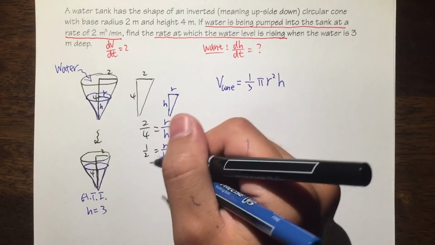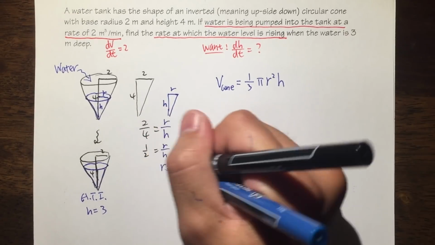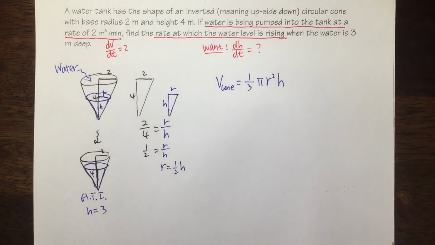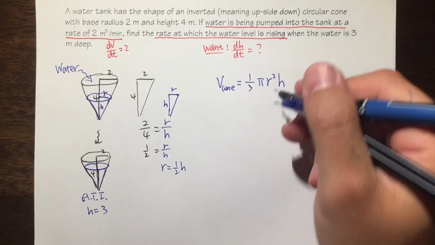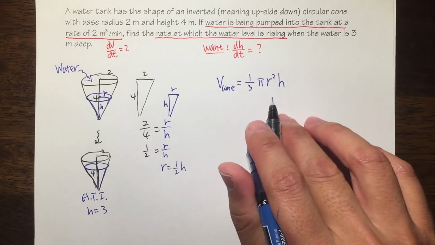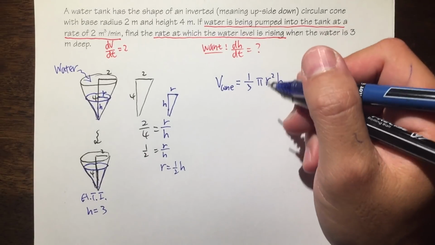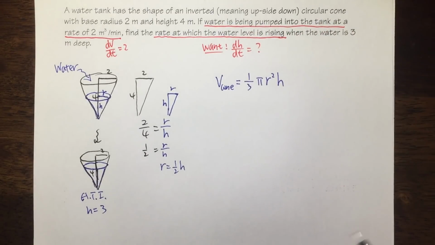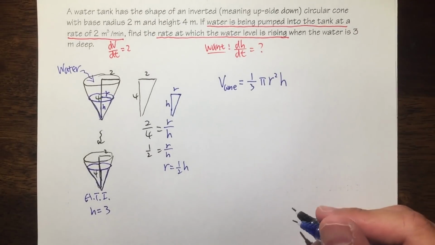Let's multiply both sides by H. We see that R is equal to 1/2 H. And that's pretty much it. Now let me plug this back in here, and then you will see we don't need to deal with R in this equation anymore. That's good. I hope R doesn't feel left out, but it's okay in this video.